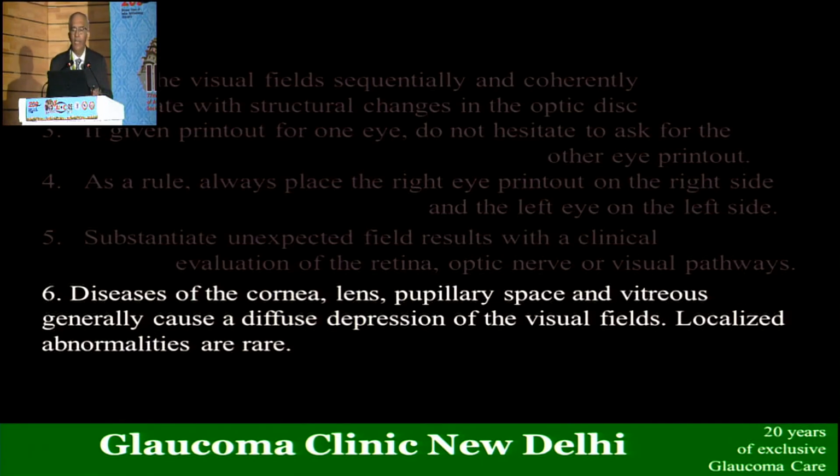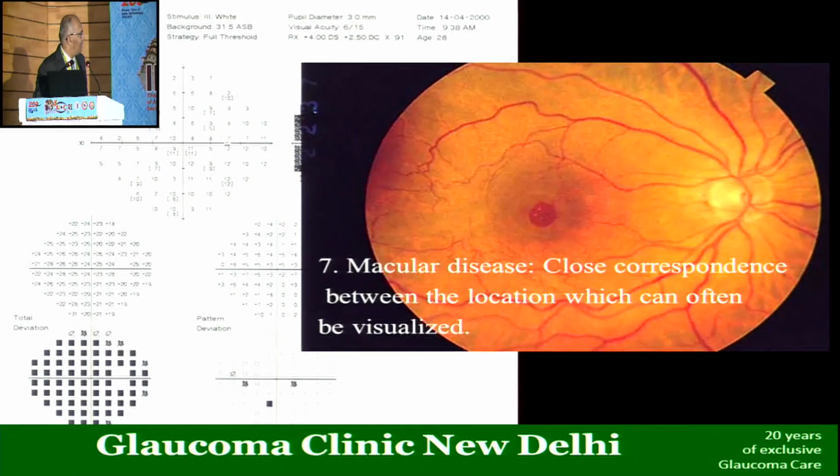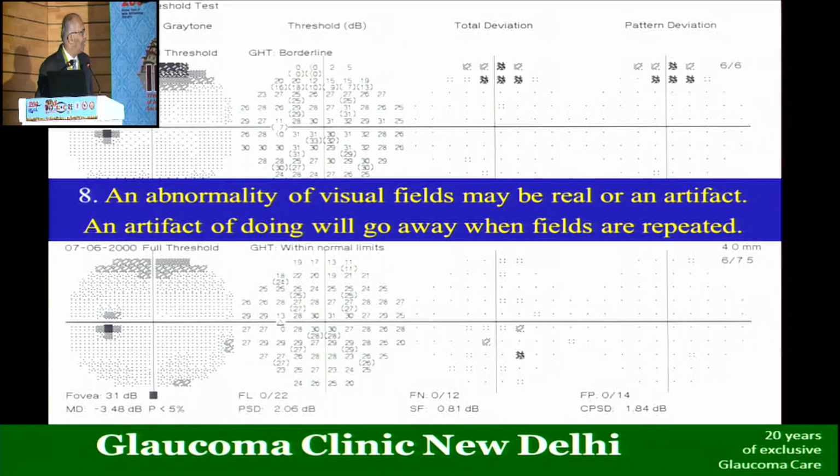Remember that any disease of the cornea, something in the anterior chamber, the lens, the pupillary space, vitreous, retina, all can produce a change in the visual fields. So remember to keep these possibilities in mind. If you're looking at a macular disease, then there's always a close correlation, and you can visualize the macular change when you're doing a clinical examination.